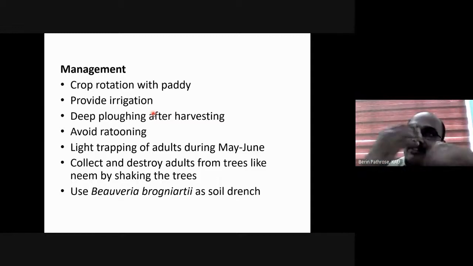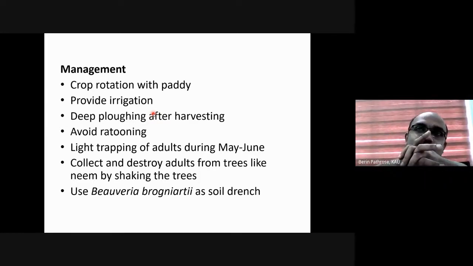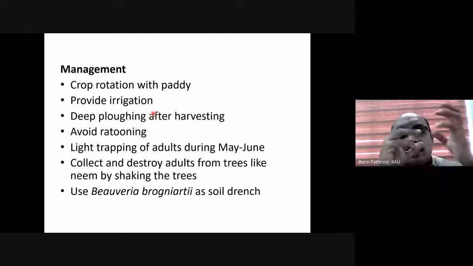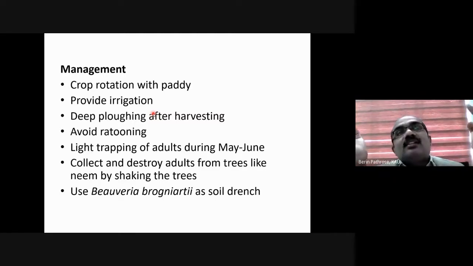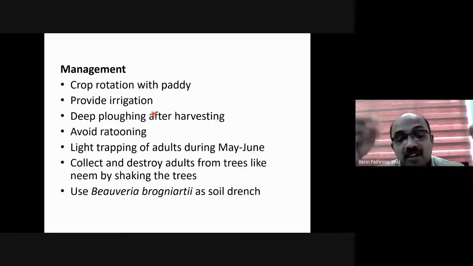So in the case of paddy, we'll be puddling the field, we'll be flooding the field for about 2 to 3 months. Then it is an excellent crop rotation strategy for managing root grubs. Provide irrigation. Providing irrigation is one strategy because if you provide irrigation, even if the roots are completely eaten away by the grubs, new fresh roots will start emerging. This is to enhance the plant growth and to have more roots so that the plant gets enough nutrients.